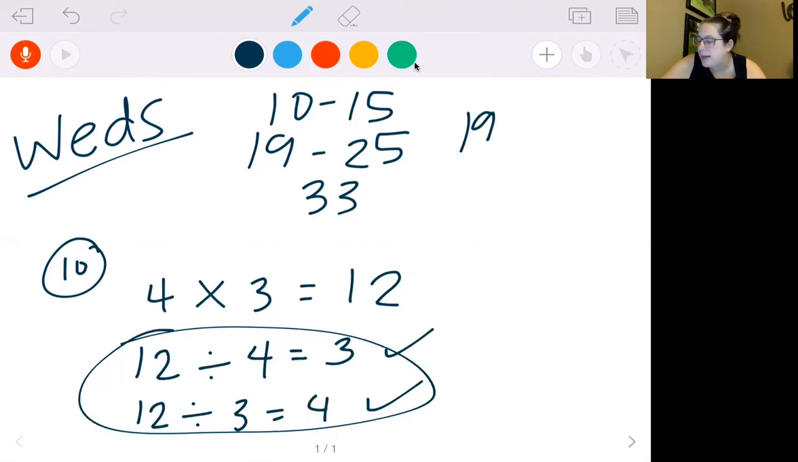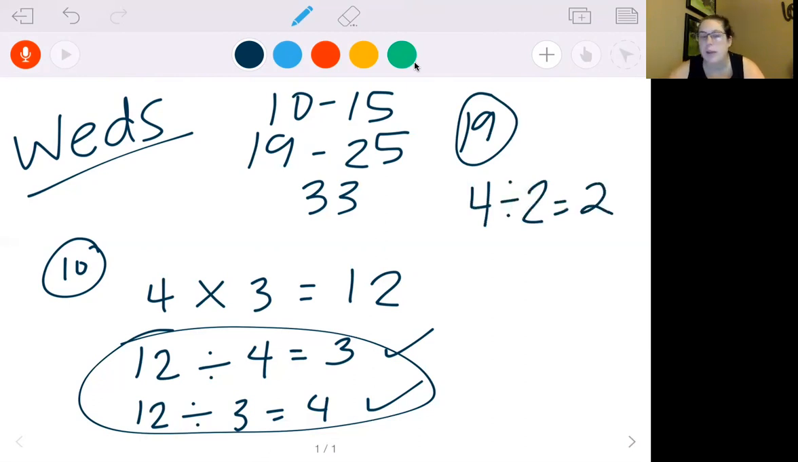number 19. We actually did this one yesterday, but they'll give you 4 divided by 2 equals 2. This time they want you to do a multiplication problem. So if multiplication, the answer has to be the biggest number, then I can just fill in the blanks. 2 times 2 equals 4. So we're going backwards. You're undoing the division by doing the multiplication. That's going to be 19 through 25.